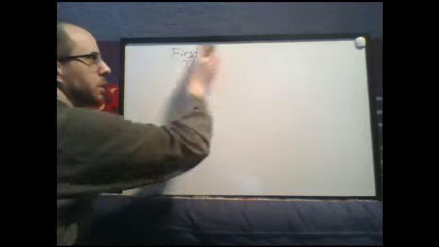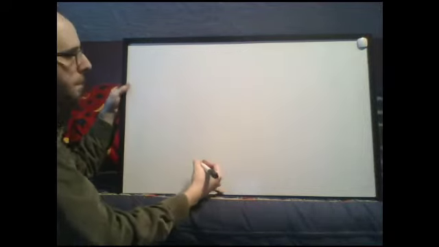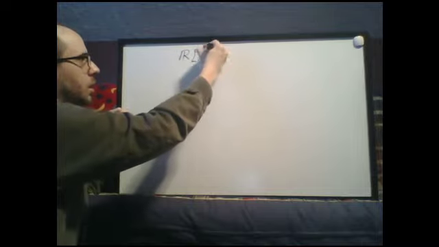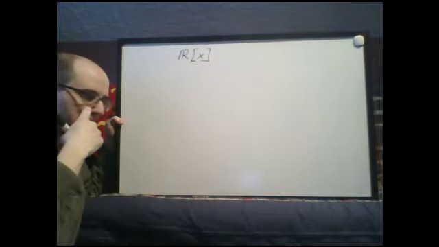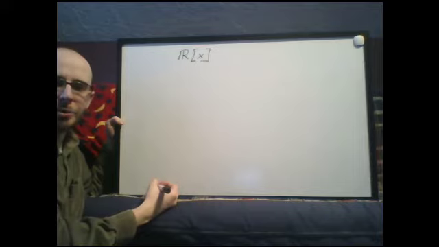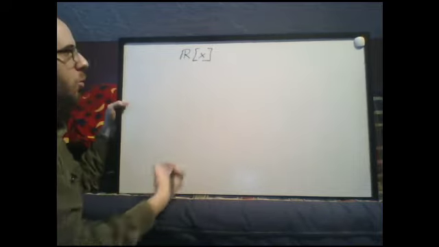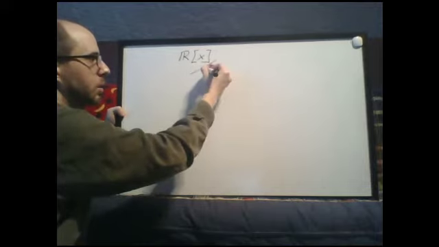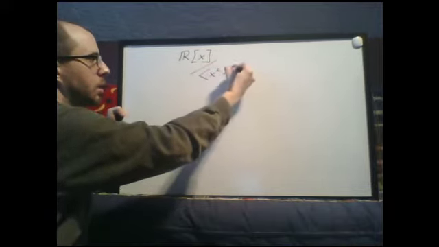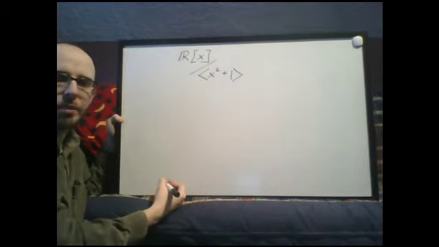It has to do with polynomials. This will probably be the last thing I do for this. Okay, so I want to look at real number polynomials. So R[x], those are polynomials with real number coefficients. And I want to mod out by the ideal generated by x squared plus 1.